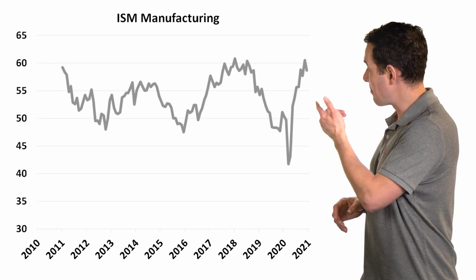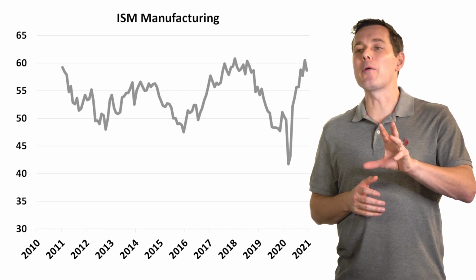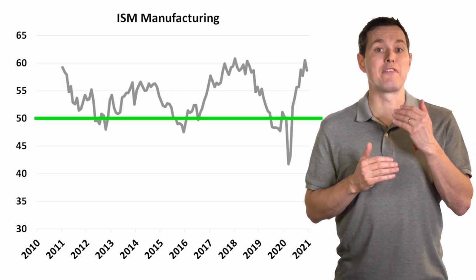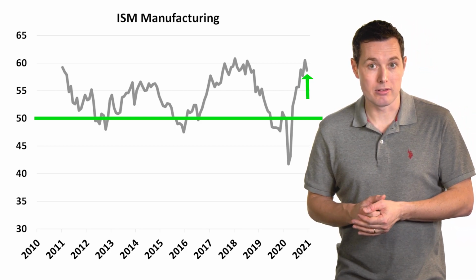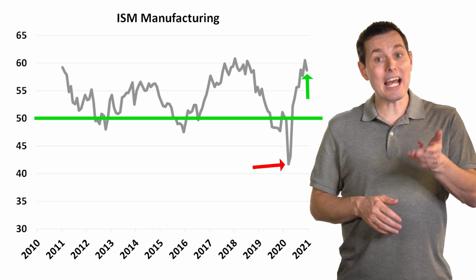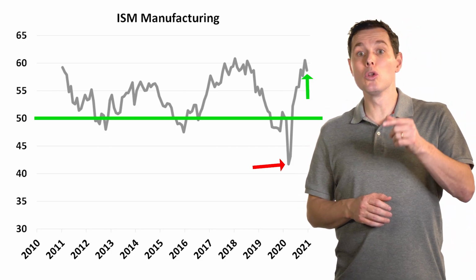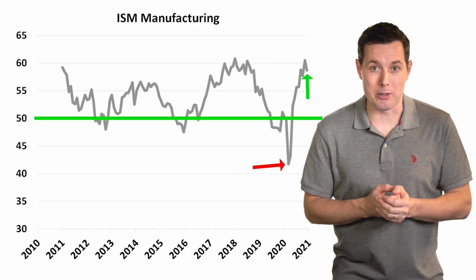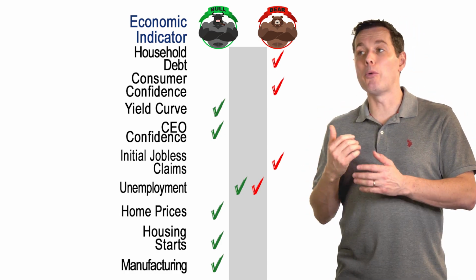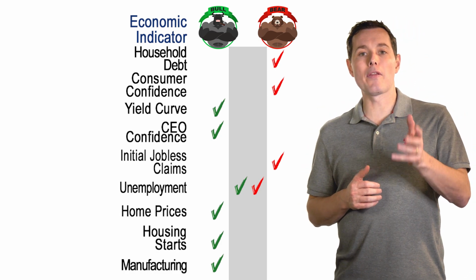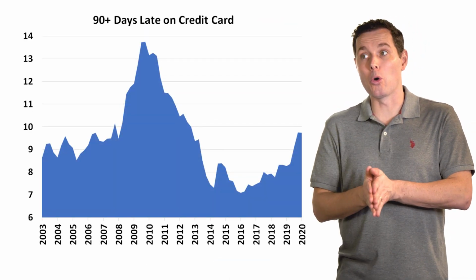For now, let's shift over to manufacturing. So this is the ISM manufacturing indicator. And basically the way this indicator works is it all revolves around 50. Anything above 50 implies that there's growth in the manufacturing sector. Anything below 50 implies that there is negative growth in the manufacturing sector. So given the current level of this economic indicator, well, it looks like this is a positive sign for the broader economy. And over on our scorecard here, well, I think it makes sense to give this point to the bulls.